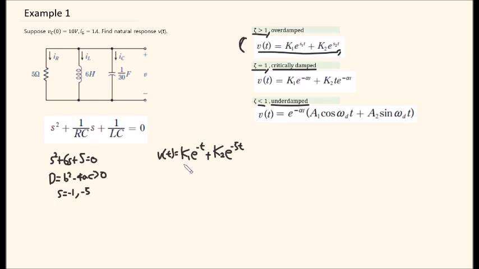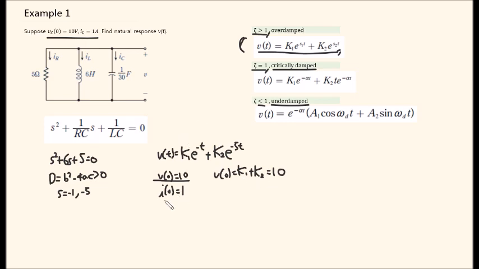The next thing we need to do is to find the value of K1 and K2. And if you can see here, there are two conditions given. V of 0 is equal to 10 volts, and I of 0 is equal to 1 ampere. So to use this information, we need to plug 0 into this equation. And the equation that we get comes in this form. So we have our first equation.